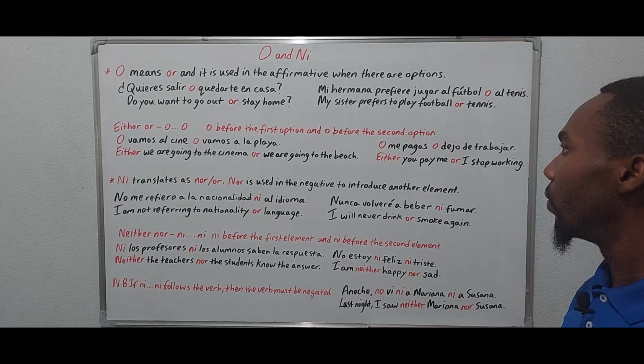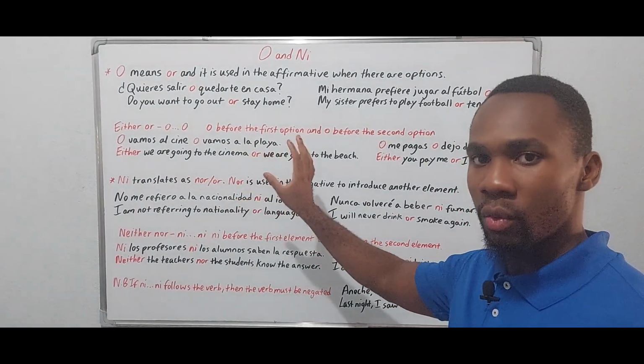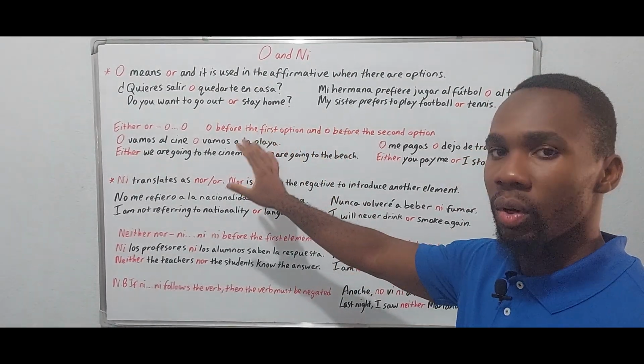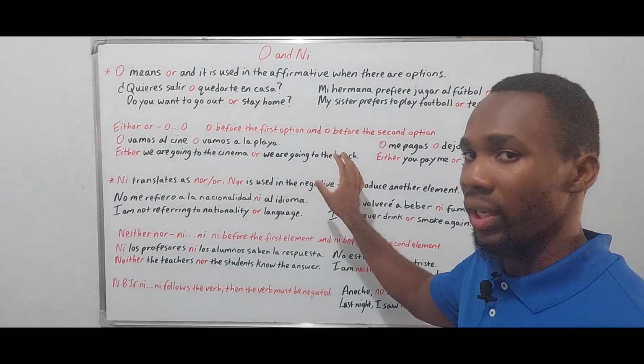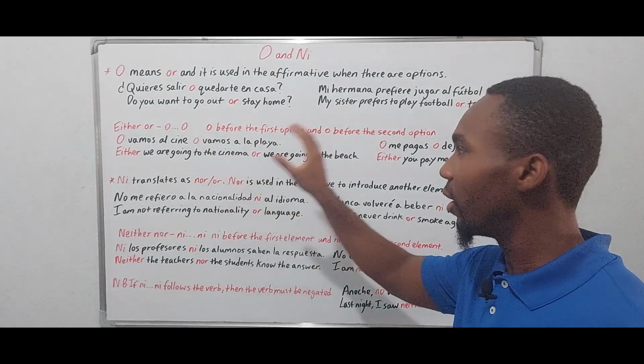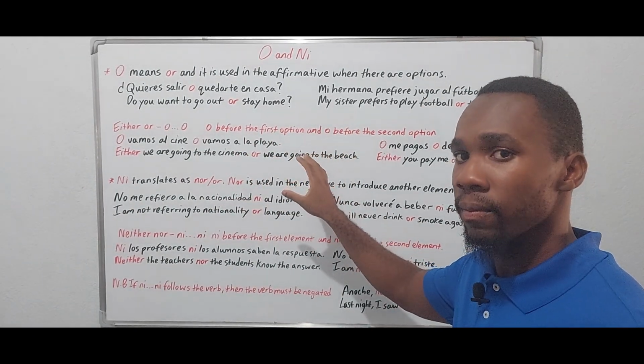Similarly, so before we go on, it's either one or the other. We can't do both of them. It's either we go to the cinema or we go to the beach. Yeah?